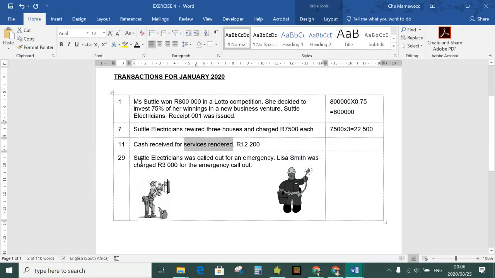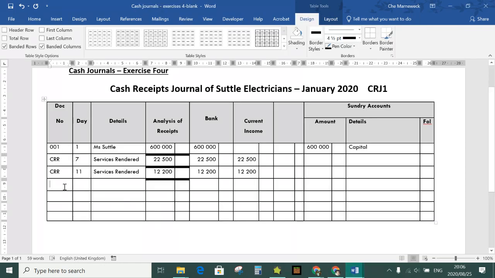And we go to our very last transaction. On day 29, Subtle Electricians was called out for an emergency. Lisa Smith was charged 3,000 Rand for the emergency call out. It's an electrical business. We're providing a service. So we record cash register roll on day 29, services rendered, 3,000 Rand. Do we receive any more money on day 29?